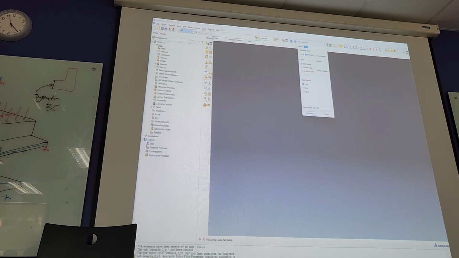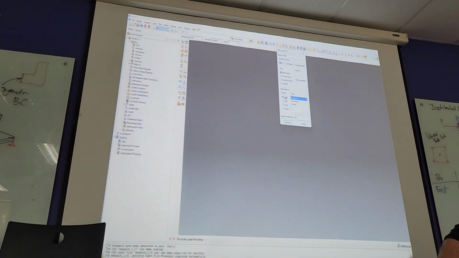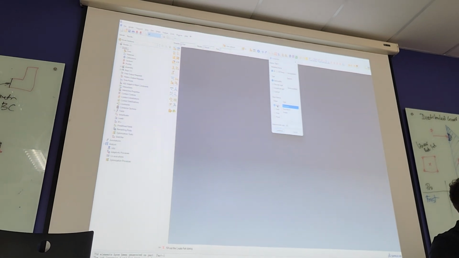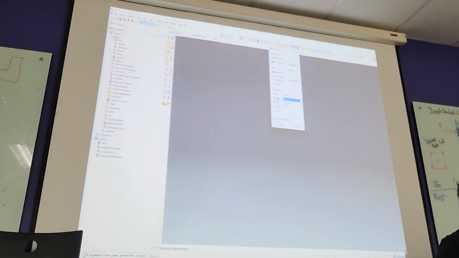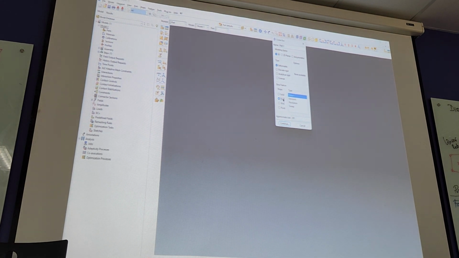Okay, so major difference. We go 3D modeling space, deformable. Now, had I gone with solid, I would do a 3D solid structure. But that's not what we are modeling. We are modeling a 3D shell.